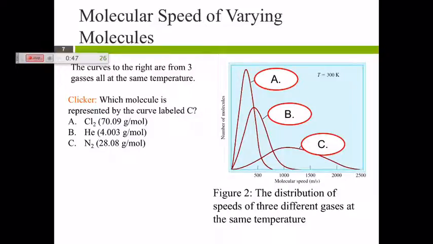CO2 has a molecular weight of 35. Cl2 does? CO2 has 70. Couple more seconds. Megan, what are your thoughts?